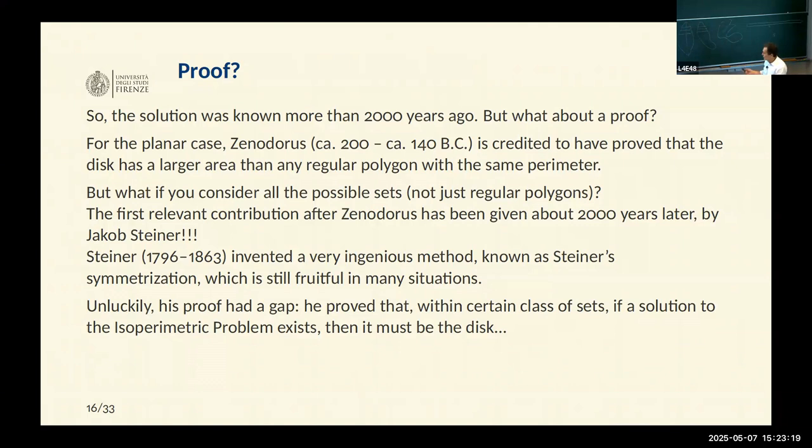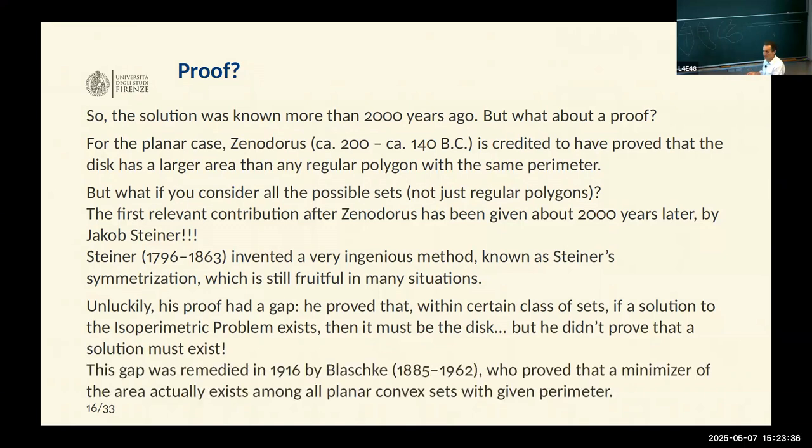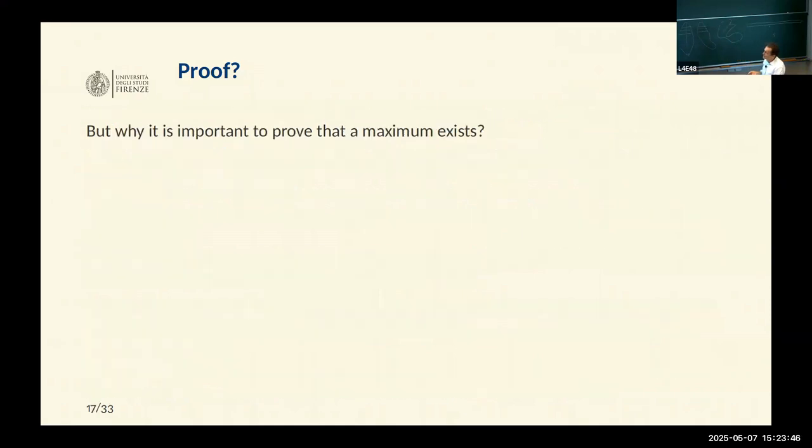Unluckily, his proof had a gap. Of course, you repeat this procedure for every direction, and you arrive at the ball, so the disk. So the disk is the solution, but there is a gap. Everything works perfectly if you have a solution, but it didn't prove that a solution must exist. And this gap was remedied by Blaschke some years later, who proved that a minimizer actually exists among all planar convex sets with given perimeter.